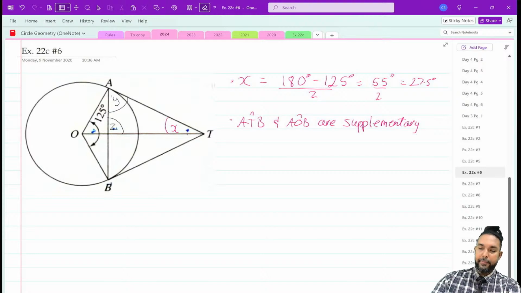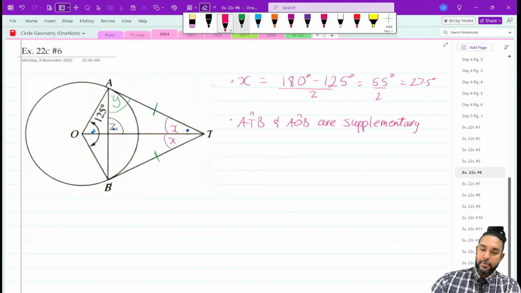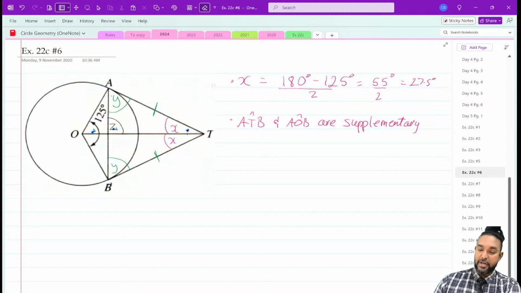So to find angle Y, we know that this line here and this line here are equal in length. There are two tangents that start from the same point and touch the same circle. Which means that we have an isosceles triangle. And we know that this angle here is also equal to X. So this angle down here is also Y because we have an isosceles triangle. So Y would be equal to 180 minus ATB, divided by 2.